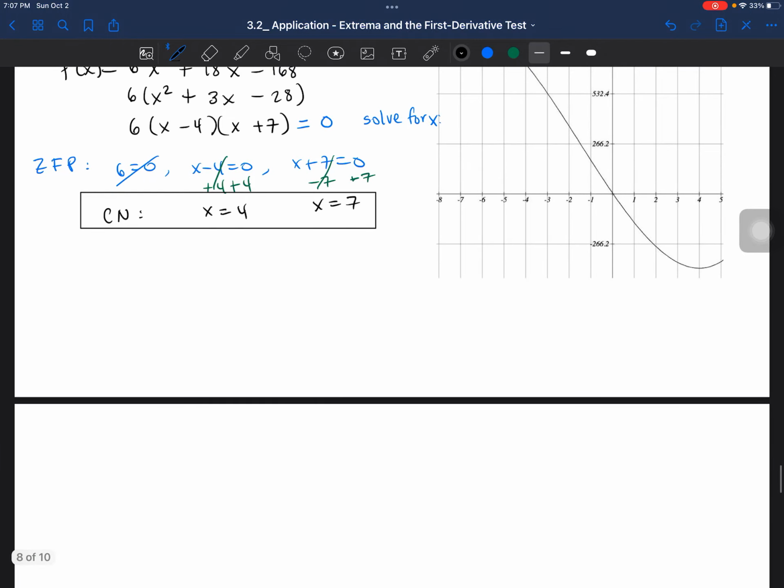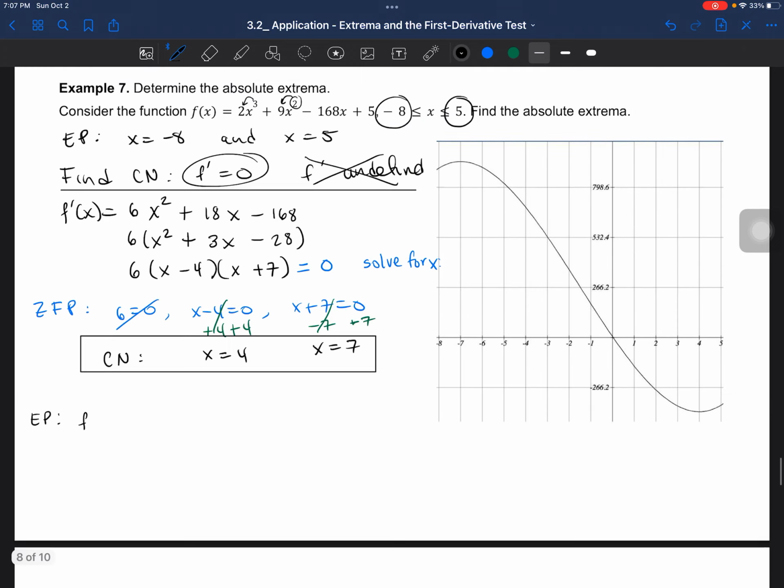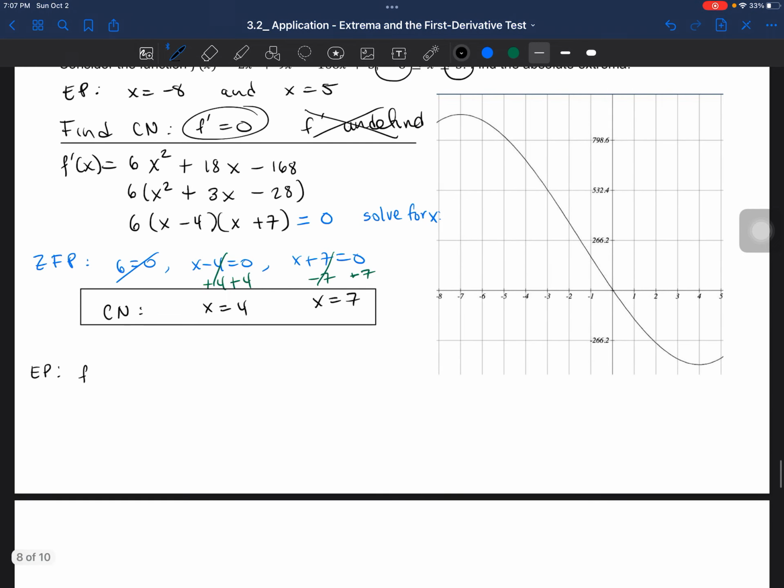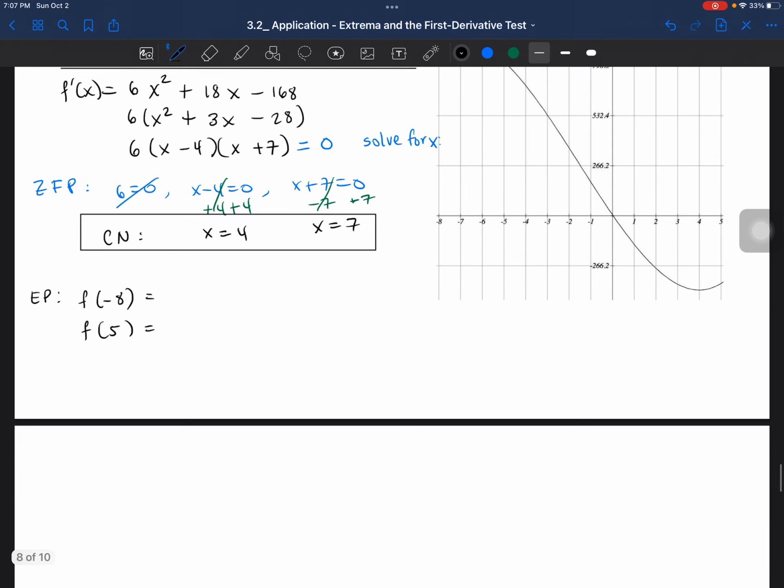What we're going to do now is we don't have to test whether these are a local max or local min. All we have to do is plug them into the original function and compare the y values. So we're going to compare the endpoints, which are -8 and 5, and then we're going to do the same thing for the critical numbers: f of 4 and f of -7.